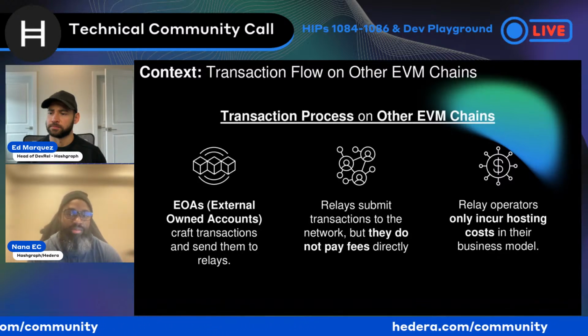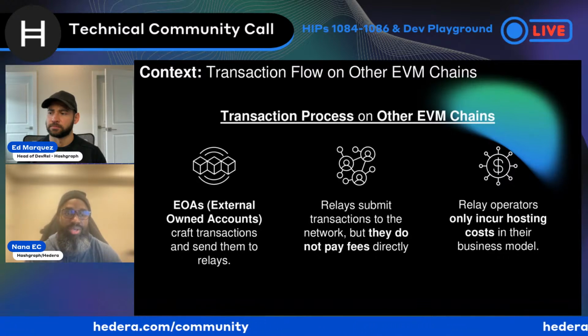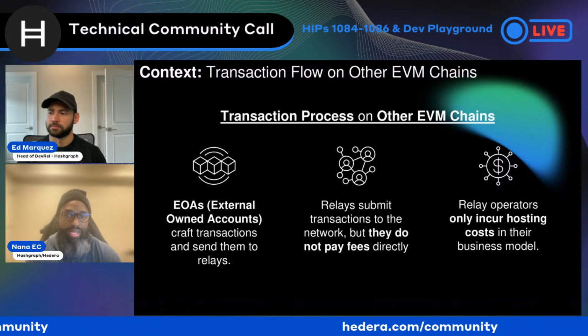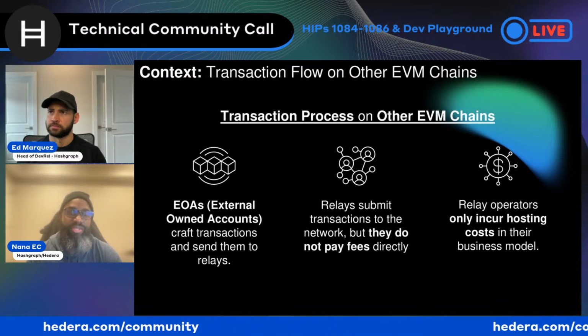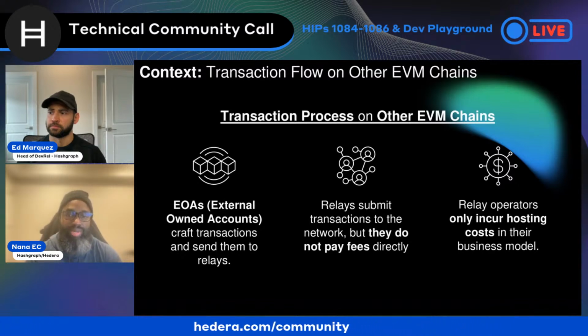On most EVM chains, there is no cost to the relayer for submitting this transaction, right? Because the cost of the transaction is captured in gas that the EOA pays. And so for most relay operators, the business model is covering the cost of operating that node in whatever cloud environment they are at, and moving those costs and covering them in different ways.